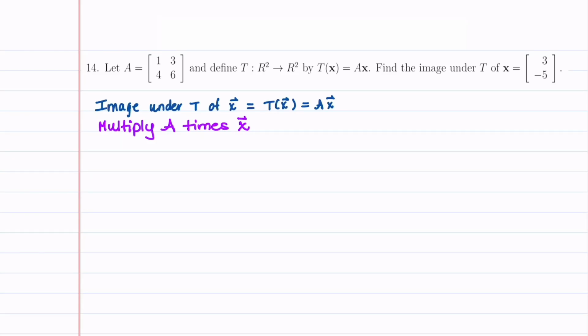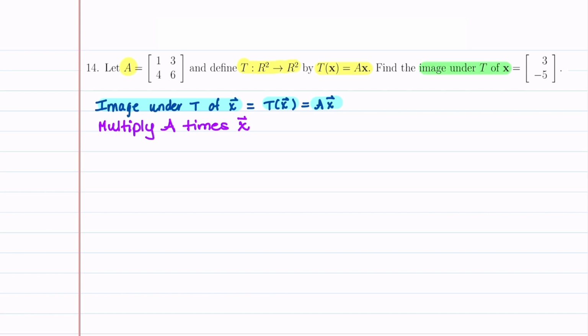In this problem, we're given a 2 by 2 matrix A, and we're given a transformation from R2 to R2 that's defined as T of X is equal to A times X. We're asked to find the image under T of X, and we're given that X is the vector (3, -5). The first thing that we need to understand is what it means when they say the image under T of X. The image under T of X is just defined as T of X, or A times X.